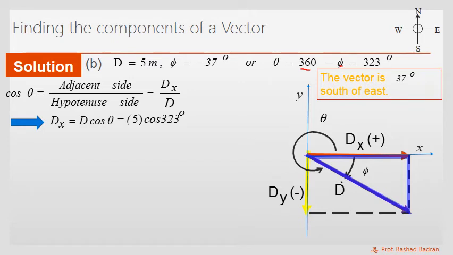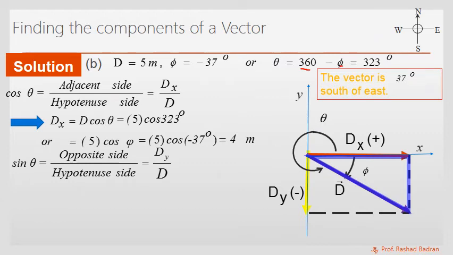If we substitute 5 meters for the magnitude of the hypotenuse and cosine 323 for the angle theta, then we'll get the answer. If we substitute the angle phi of minus 37 degrees instead of theta, obviously both angles phi and theta will give the same answer, 4 meters.